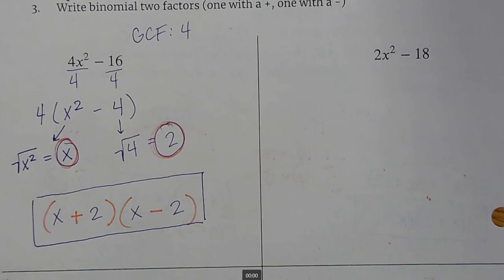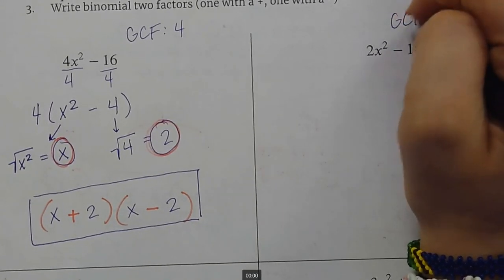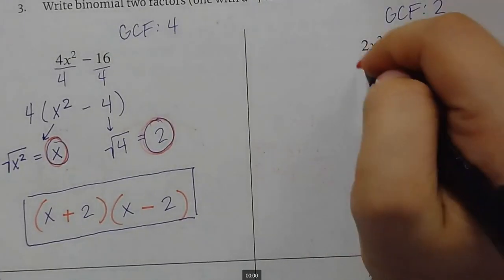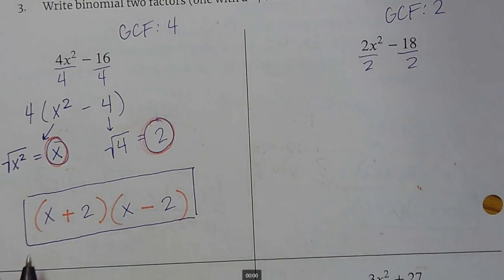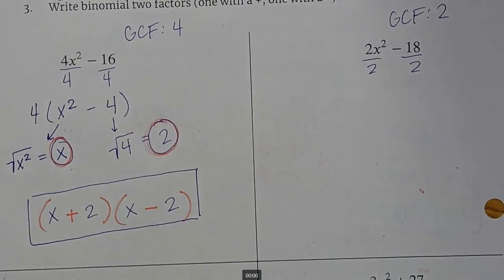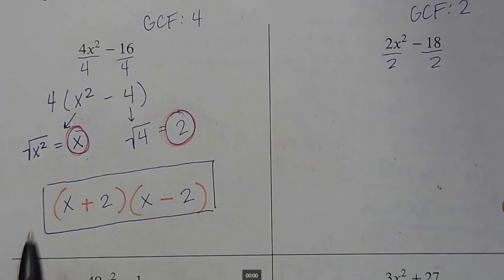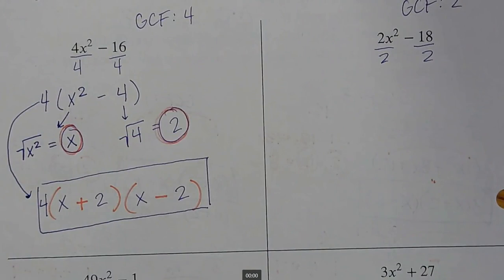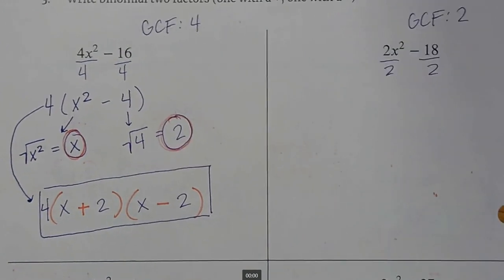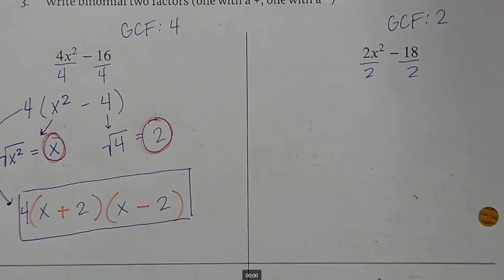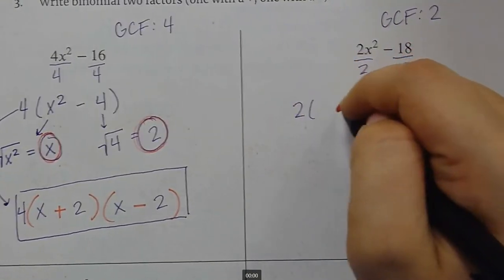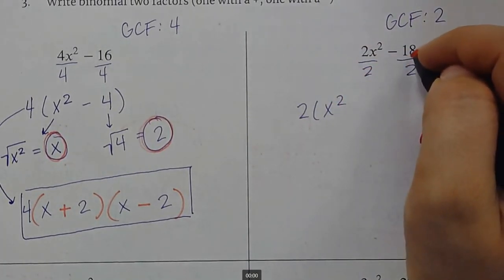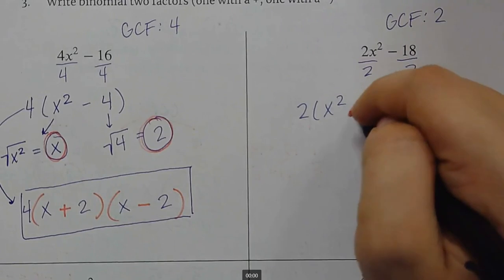All right, the next one, can we take a GCF of 2x squared minus 18? 2, yeah. So I'm going to divide this by 2. Oh, you know what I forgot down here? What did I forget? The 4. Whoops, squeeze that in there. Sorry. All right, so I divide these by 2, and I get 2x squared divided by 2 is x squared. And then negative 18 divided by 2 is negative 9.